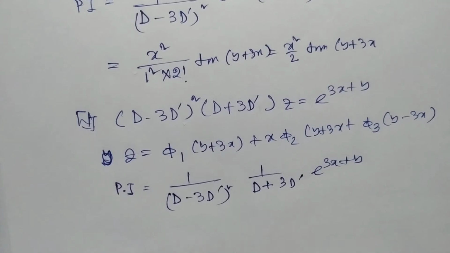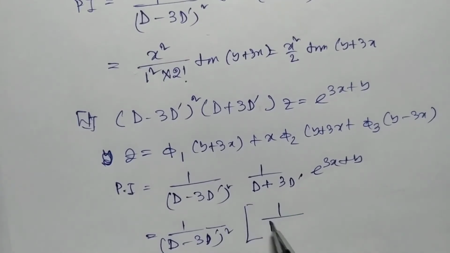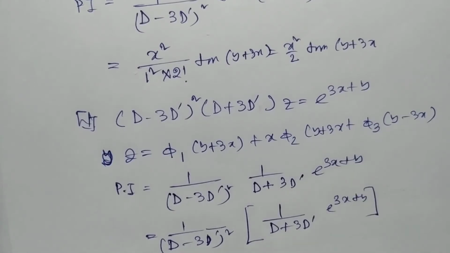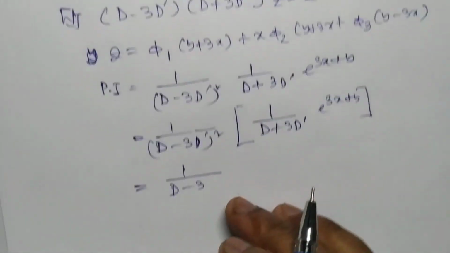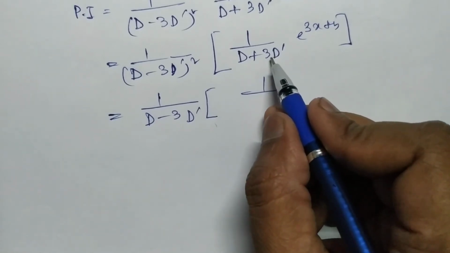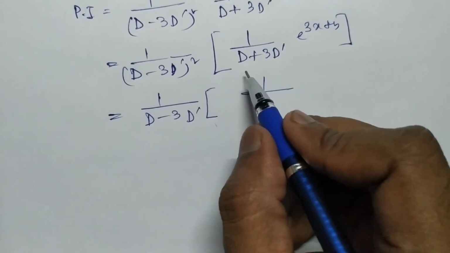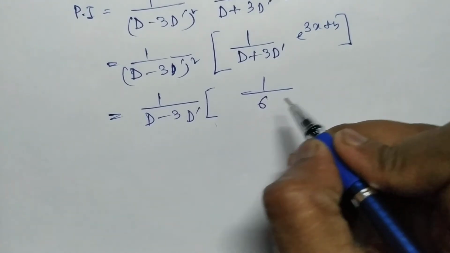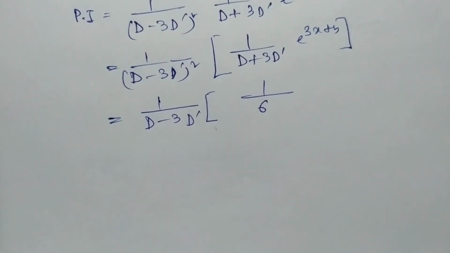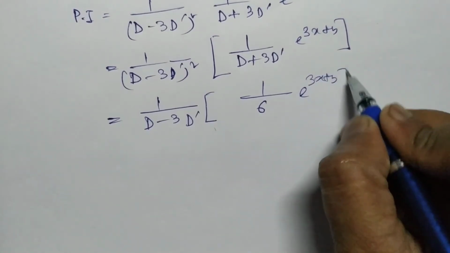Now actually the singularity problem is with this part, so we keep that. We first process with this one, d plus 3d dashed, and this is d minus 3d dashed, and there 3 multiplied with 1 and plus 3, so this is equal to 6. This is e to the power v, integration e to the power v dv, that is e to the power v itself, so e to the power 3x plus y.